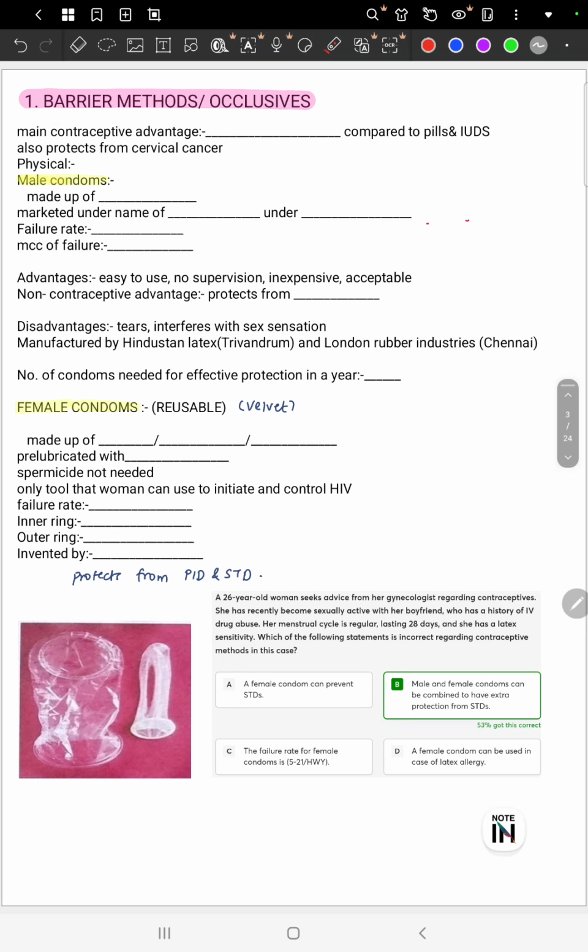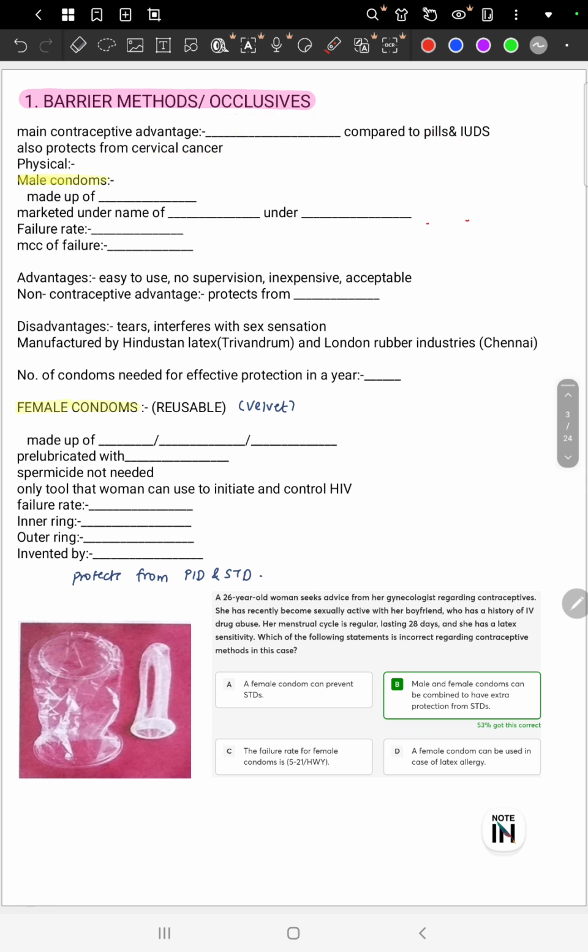Talking about the first, we have the barrier methods or the occlusives. In the barrier methods, the first are the male condoms and female condoms. The main contraceptive advantage of this method is that there are no side effects, as are seen with pills or IUCDs. Also, they protect from cervical cancer.